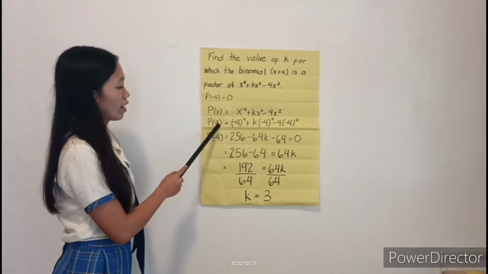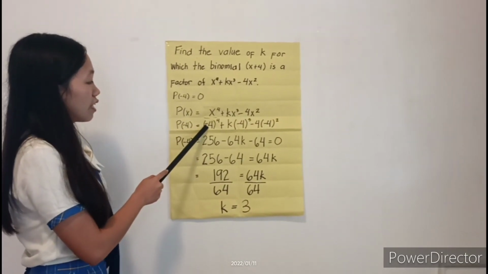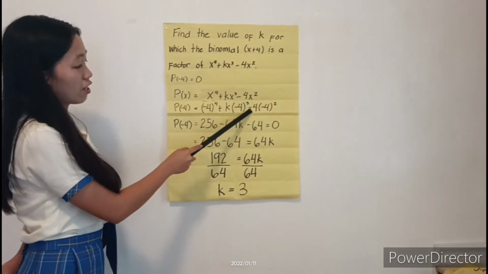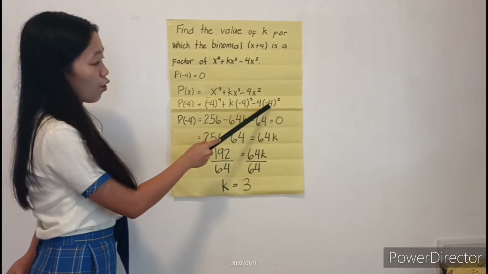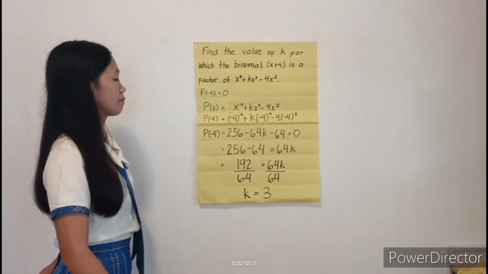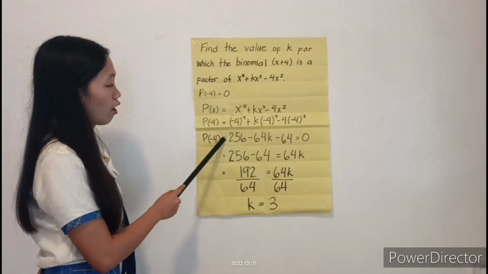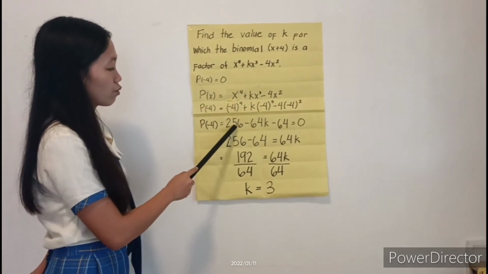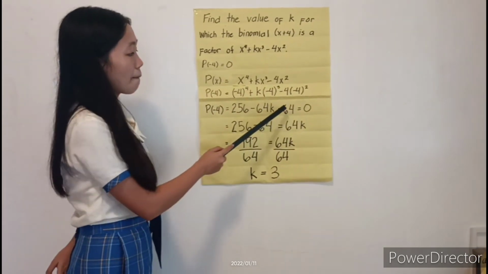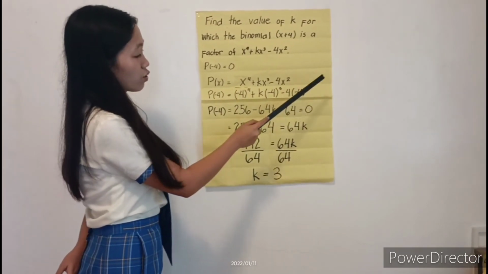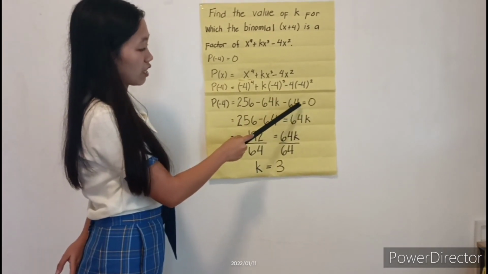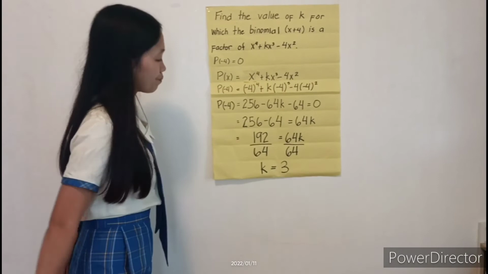p of negative 4 equals negative 4 raised to 4 plus k times negative 4 raised to 3 minus 4 times negative 4 raised to 2. Then, we will simplify. Negative 4 raised to 4 is equal to 256, plus negative 4 raised to 3 is equal to negative 64k, minus negative 4 raised to 2 is equal to 16 times negative 4, that is equal to negative 64, equals 0.